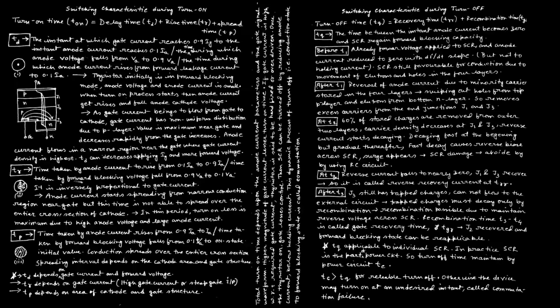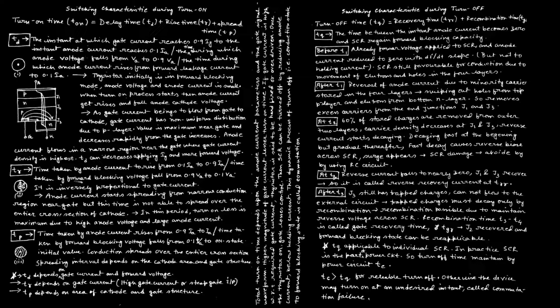After T3, J3 still has trapped charges that cannot flow through the external circuit. Trapped charges must decay only by recombination. Recombination is possible by maintaining the reverse voltage across the SCR. The recombination time T3 to T4 is called the gate recovery time, that is why it is defined by TGR. J2 is recovered and the forward blocking state can be reapplied. That means we can set a total time, defined by TQ, for turn off.